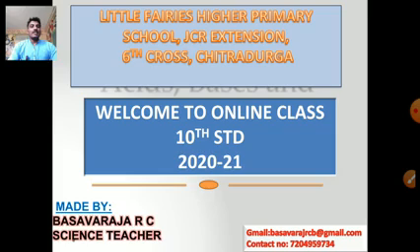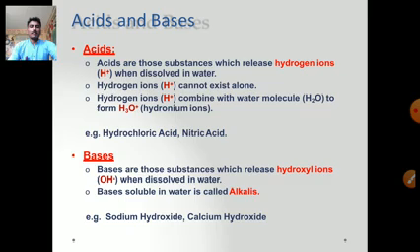Today, we will discuss 10th standard, 2nd chapter, acids, bases and salts. First, we will learn what acids and bases are. First one, acid. Acids are those substances which release hydrogen ions, that means H plus ions, when the acid is dissolved in water. This process is known as the acids.